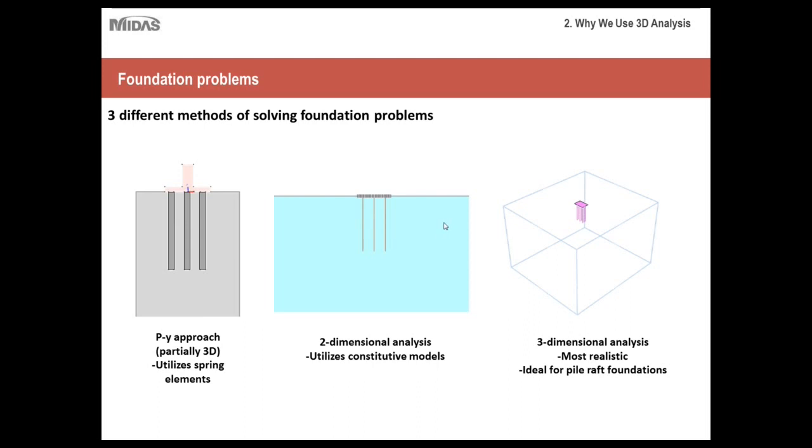Whereas 2D analysis, once again, uses constitutive models. However, it typically generates very over-conservative results. Even though you get results that pass design codes, they may be over-designed, and for larger scale projects the designs from 2D analysis would create costs that far exceed what you'd actually need. With a 3D analysis, however, this too uses constitutive models, but it's also the most realistic, and it's ideal for pile raft foundation projects because those are the larger scale projects.